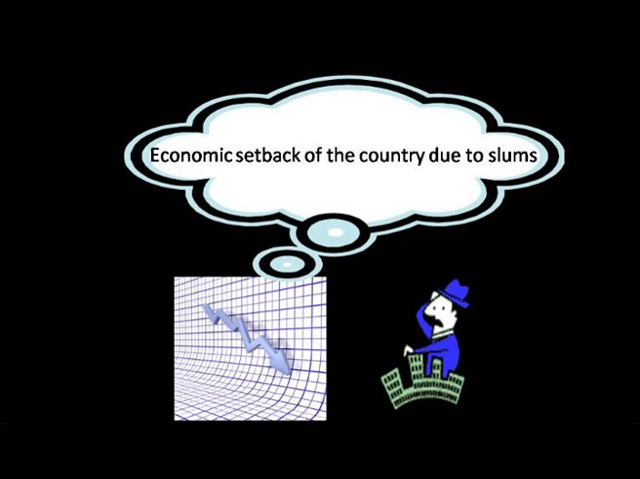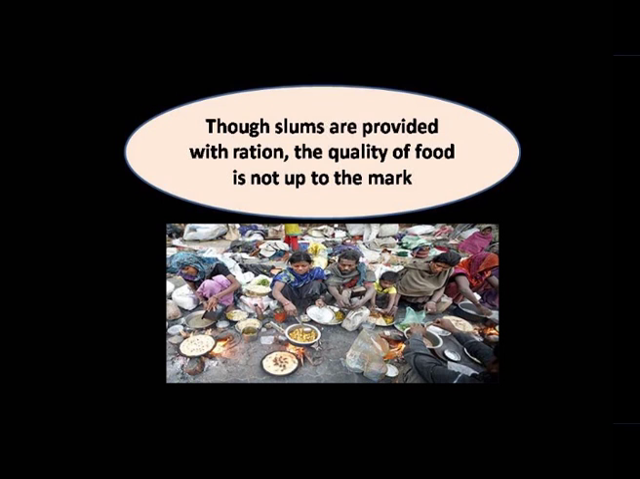This was stressed upon in the second topic, which is economic impact. Besides the economic impact on the slum dwellers, the economic setback of the country due to slums was also discussed. Due to the low income characteristics of slums, the quality of living also suffers. This directly points out the lack of proper hygiene and resulting health issues. Even though the slums are provided with ration, the quality of food is not found to be up to the mark. It worsens the ever-increasing woes.